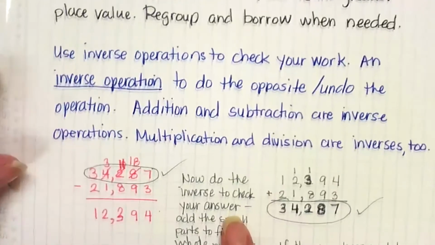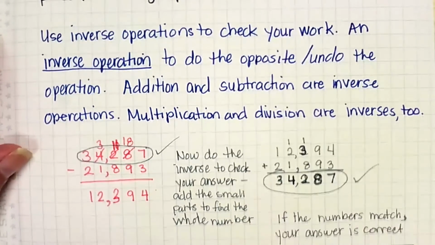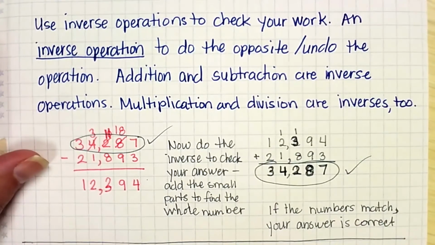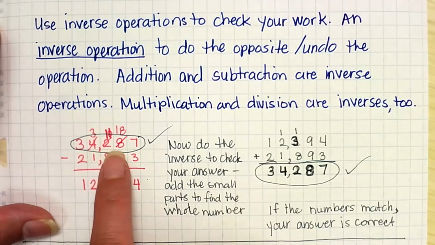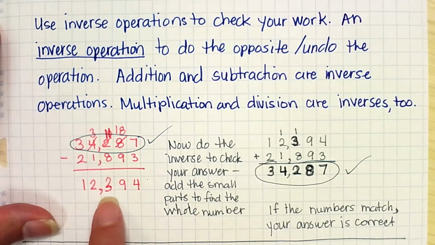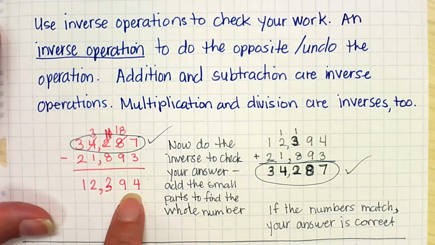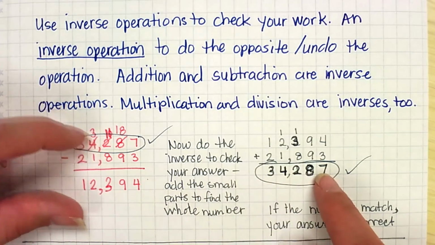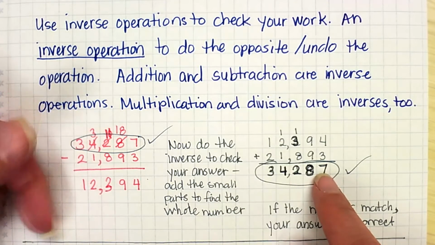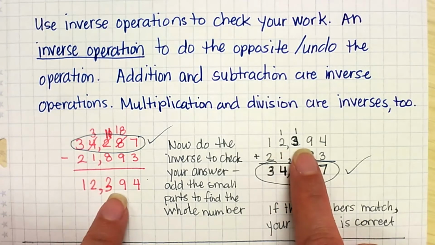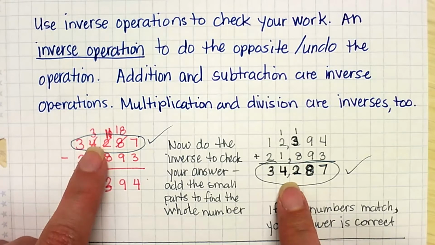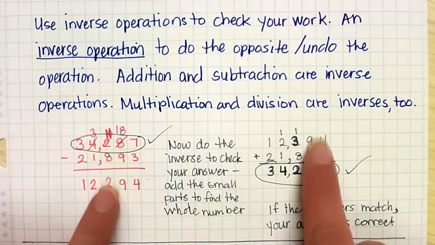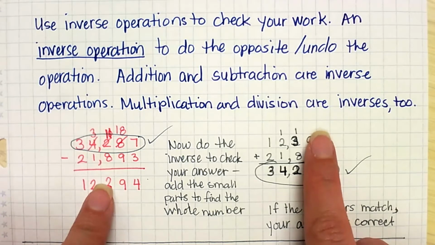Now, when they did their operation over here, this is the same one that they did in the example about the area of the different places in Alaska. They did the 34,287 minus the 21,893, and they got their 12,394. Now, the inverse is basically like taking this and flipping it over. My 12,394 plus my 21,893 equaled my 34,287. So you're working in the opposite way. Inverse means opposite.